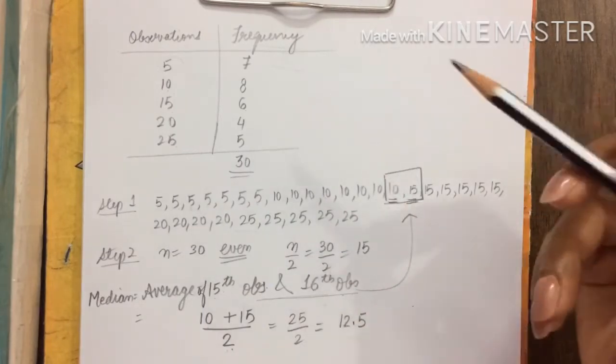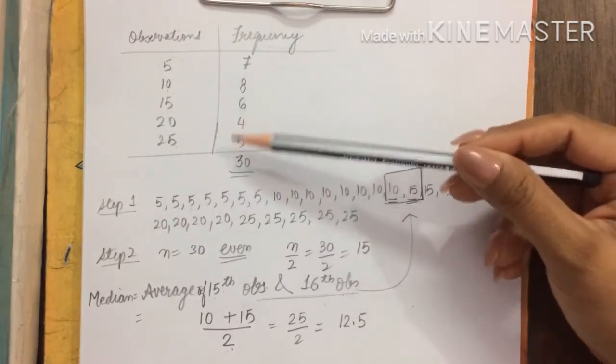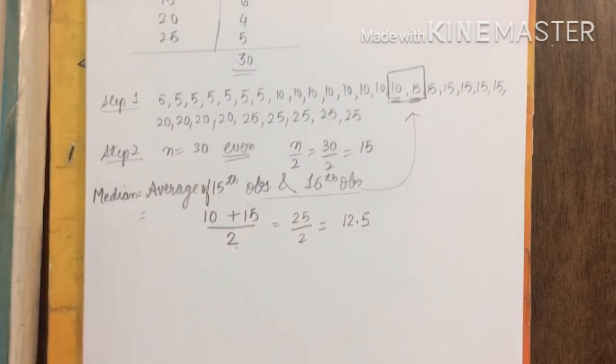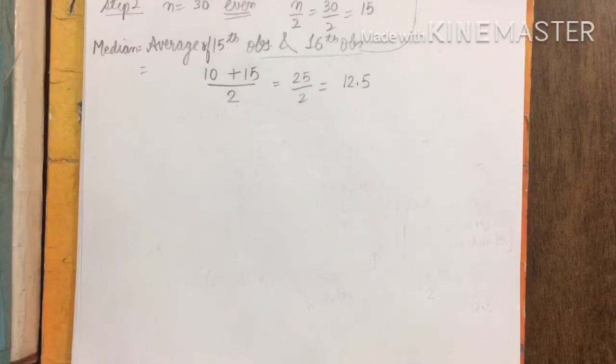Now the thing is, if I had a very large number of observations, say 100 observations, then making a list would be very tedious. It would be very time consuming to list those 100 values and then apply the formula so that I could locate the middle two observations and calculate their average. What I can do in that case is use cumulative frequency. Now let us see what the concept of cumulative frequency is.